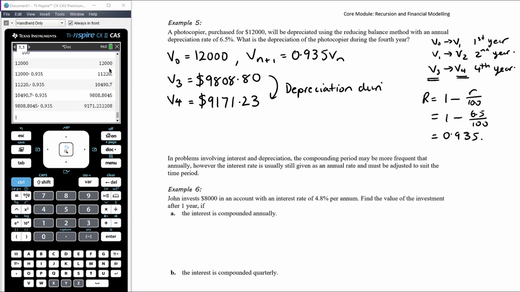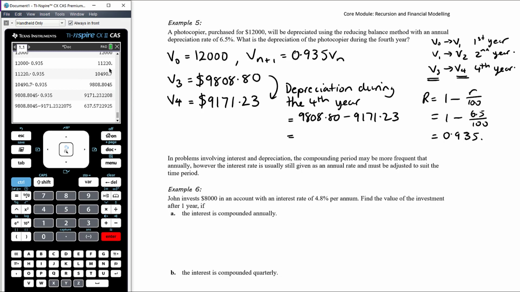And so the depreciation during the 4th year is going to be 9171.23 minus 9808.80. Now, we've got our exact numbers in our CAS here. Sorry, I did that the wrong way around. The bigger one minus the small one. We went from 9808.80 to 9171.23. So let's work out what that difference is. Scroll up, press enter, minus, scroll up and press enter, rounding to the nearest cent.